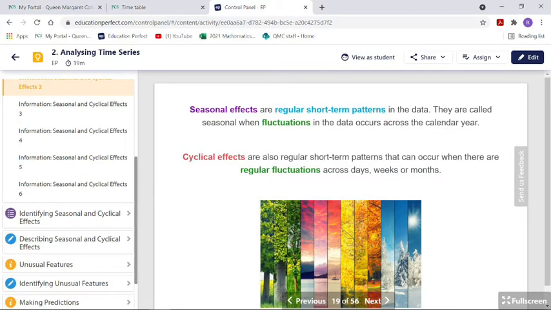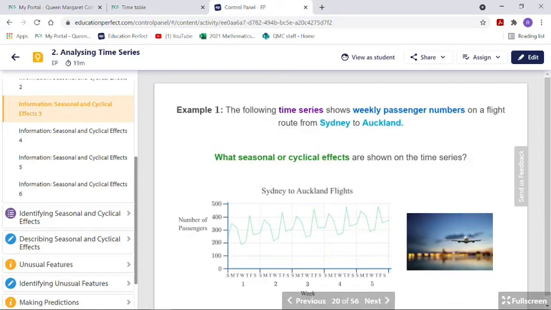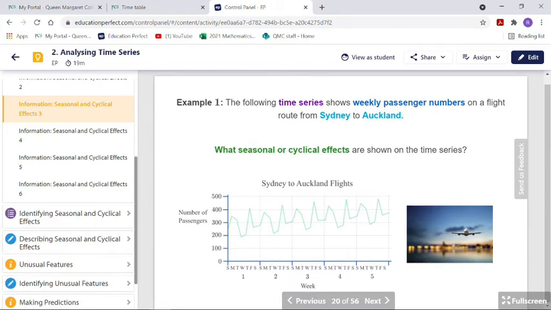So we're going to look at some cyclical effects and how to explain them and how to talk about them. So here we go. Here's a time series. It shows weekly passenger numbers on a flight from Sydney to Auckland. Do you think the weather affects the number of passengers? We could say that there may be more travel at a certain season, but this one is really just a cyclical effect, right? But they mean the same thing. You're never going to be asked to determine is it seasonal or cyclical, but is there an effect?